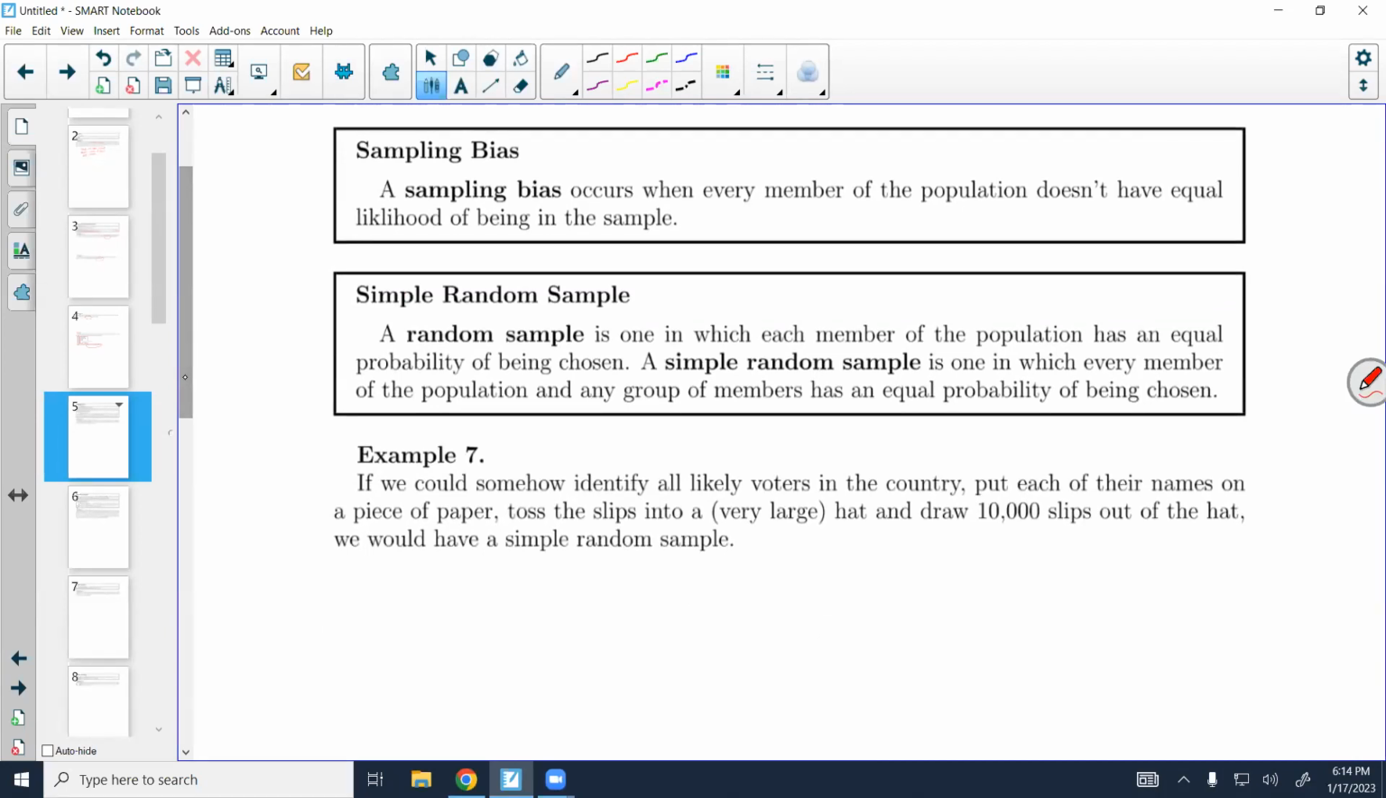So, some more definitions. A sampling bias occurs when every member of the population doesn't have equal likelihood of being in the sample. I go back to my students at UWF. As I said, I could take a sample of the entire population by surveying you in this class. But do you think this classroom is a good representation of all students at UWF?